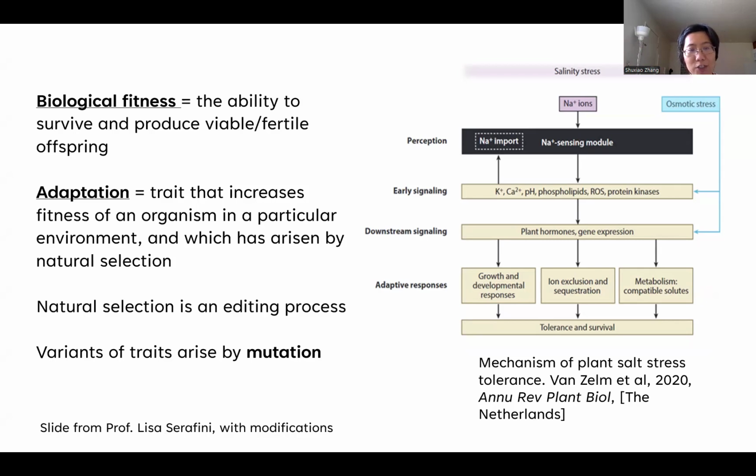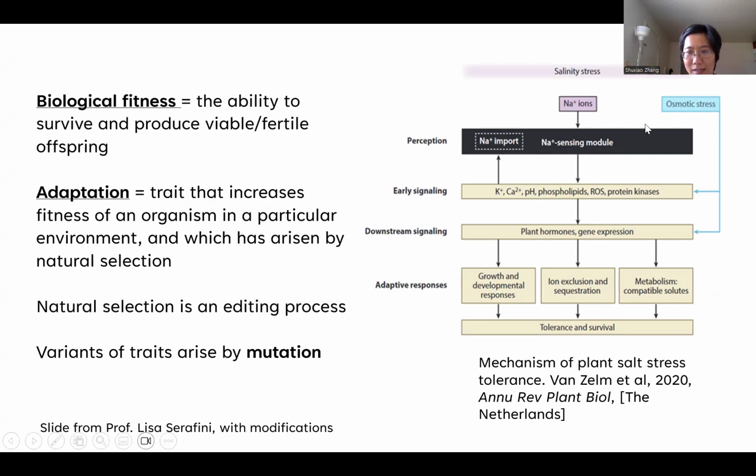In other words, natural selection is kind of like an editing process of the genetic frequency within a population. And the source material of what natural selection acts on is mutation. Mutation gives rise to differences in genetics, which natural selection can select on.